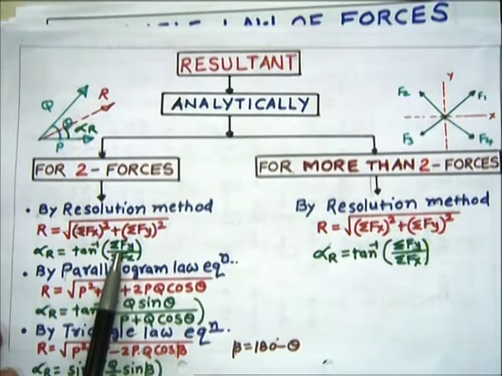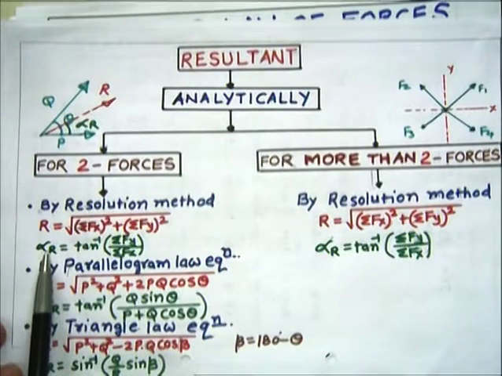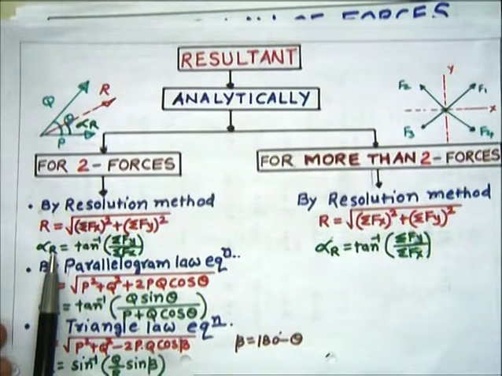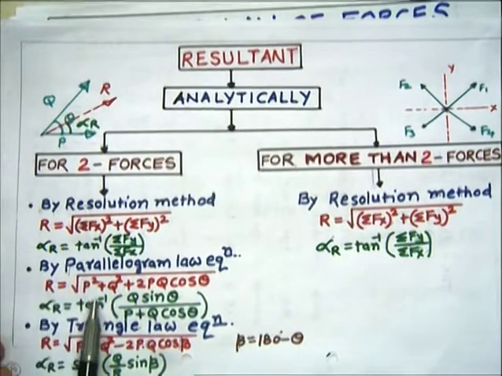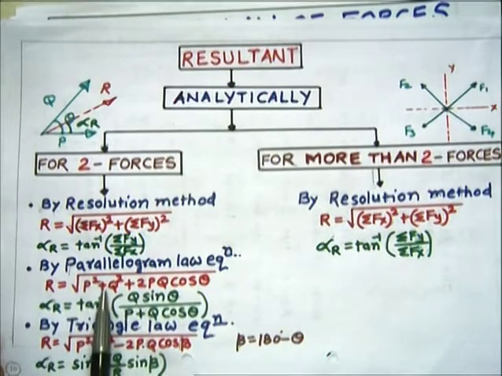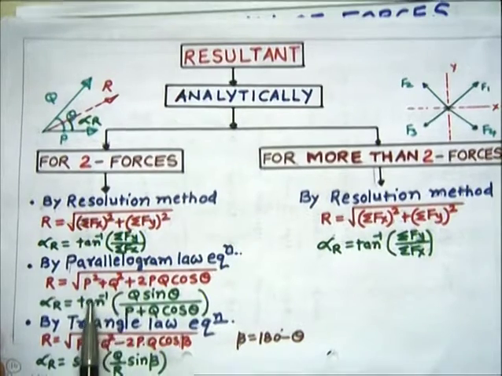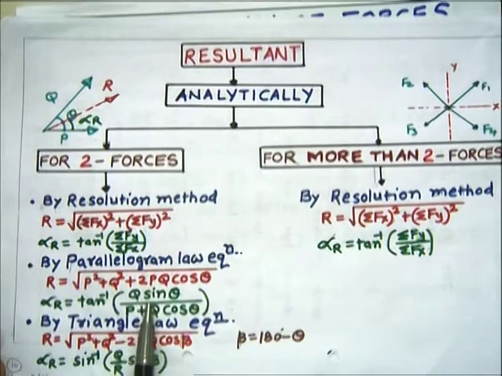This of course gives the angle with respect to the x-axis, and mind well, whatever angle we get from this is the acute angle, that is, an angle less than 90 degrees. In the parallelogram law we already derived this equation, which is R is equal to the root of P square plus Q square plus 2PQ cos theta, and alpha R is given by tan inverse of Q sin theta divided by P plus Q cos theta. Mind well, this gives us the resultant force with respect to force P.